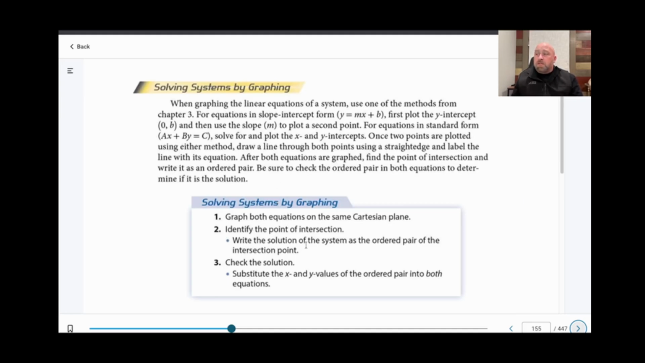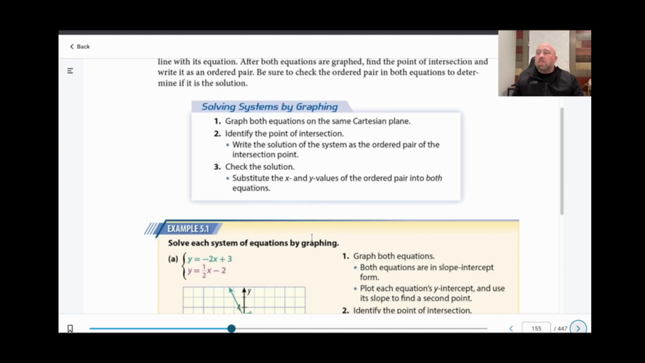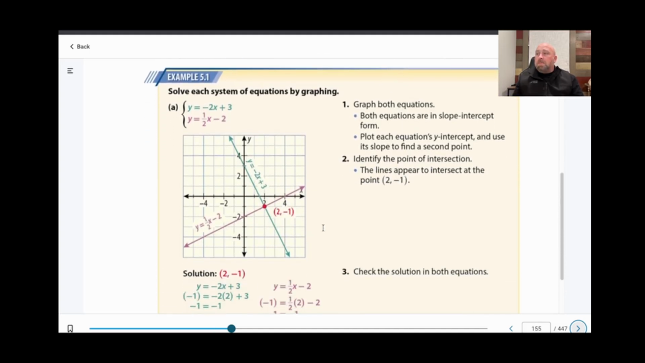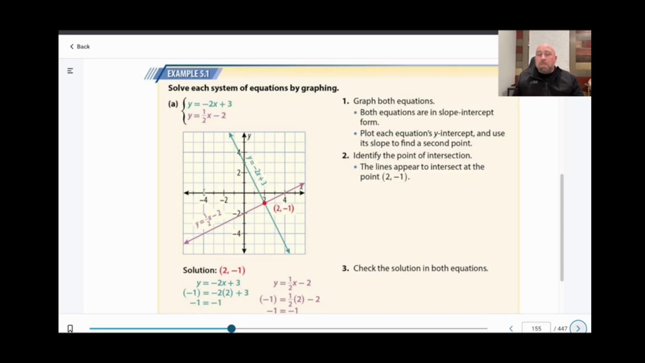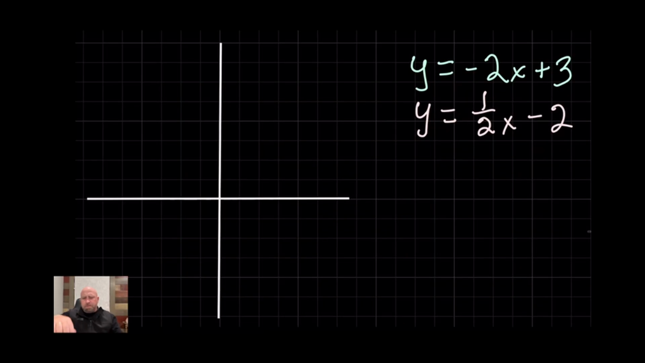So then, step number 2, you're just going to locate where the lines cross each other. Once you've located that, that's the solution. Now you do want to check the solution to make sure that you didn't mess up when you graphed it. Let's go ahead and try one of these. You can see it here, but I'm going to do it on a piece of paper as well. So if you'll take out your notebook, go ahead and follow along with me while I do it here on my computer screen.